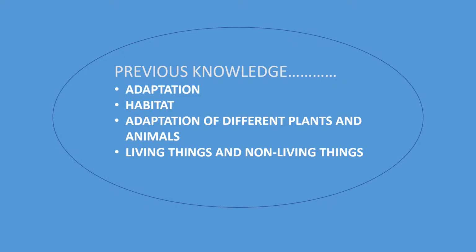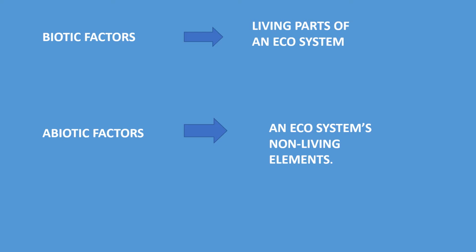In the previous classes, we have learnt the following: adaptation, habitat, adaptation of different plants and animals, living things and non-living things. Now, we will look into what is biotic and abiotic factors.